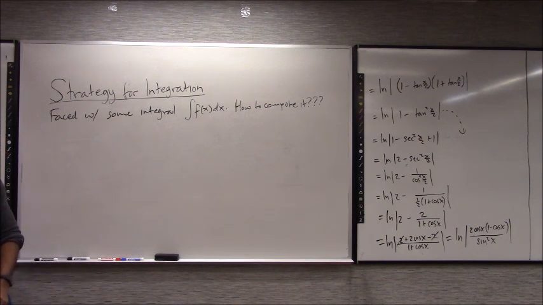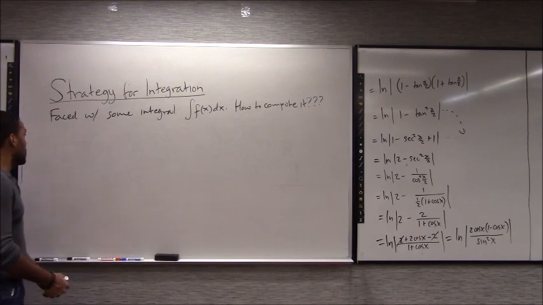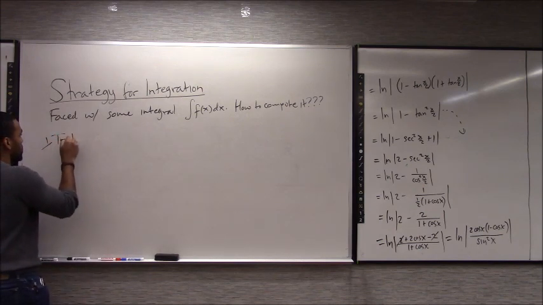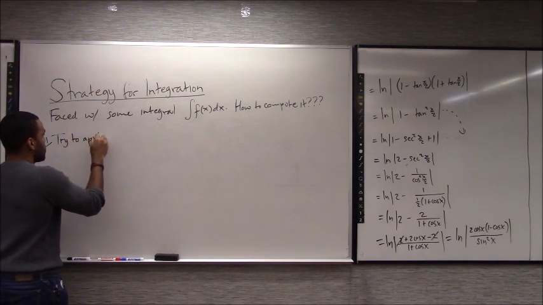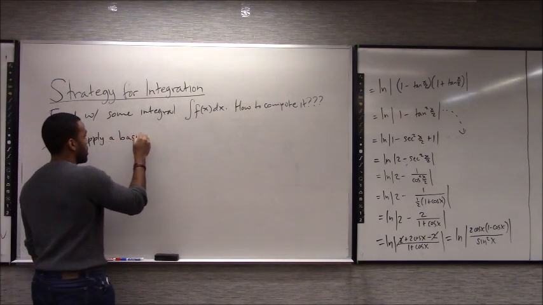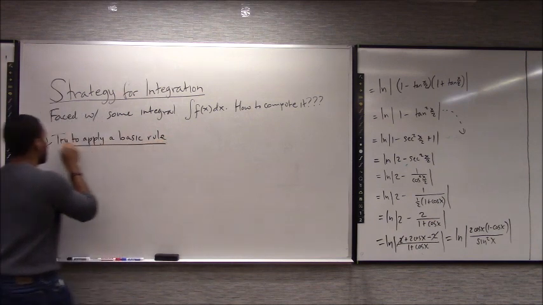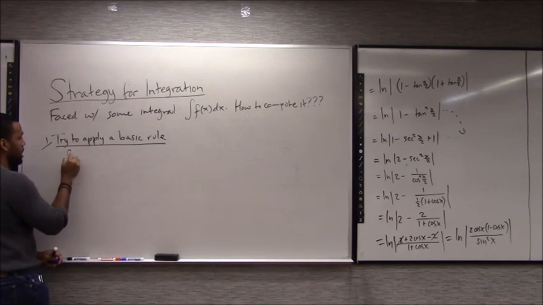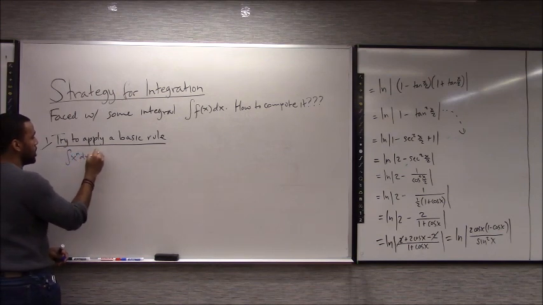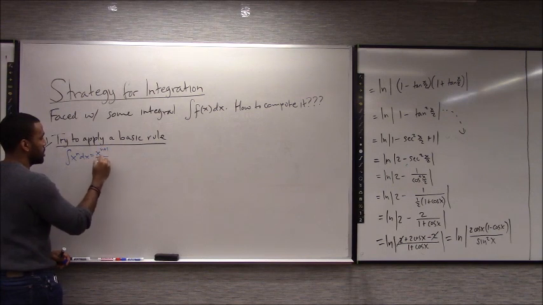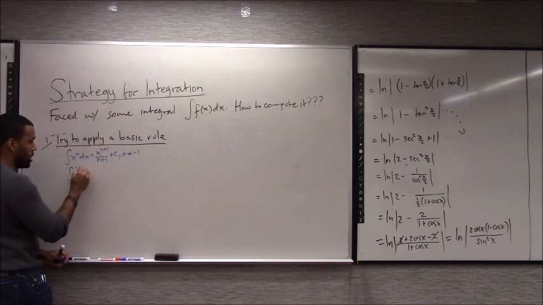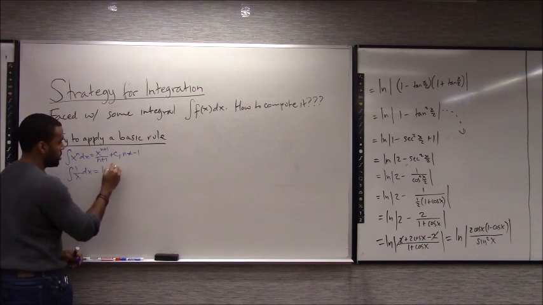So the first 3 steps we've already mentioned, those aren't going to change. Step 1, try to apply a basic rule. At this point we have a bunch of basic rules. So this is talking about, does it look like x to the n? Because we know how to deal with that, as long as your n is not minus 1. Does it look like 1 over x? We know how to deal with that. It's ln of absolute value of x.